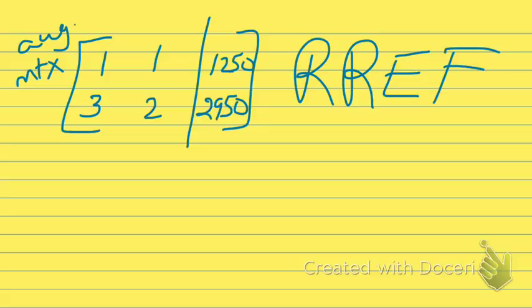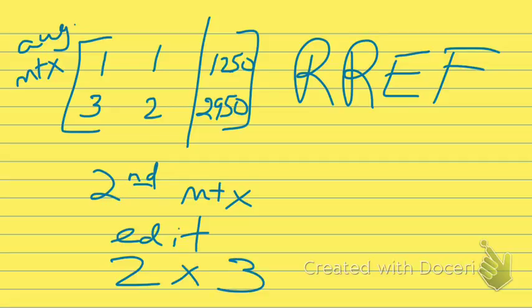Just the word ref. So we go to our calculator. We press second matrix. After we press second matrix, we want to edit a matrix. So you're doing second matrix. Then you're going to edit. This matrix is 2 rows by 3 columns. You will enter every element, the 1, the 1, the 1,250, the 3, the 2, the 2,950.